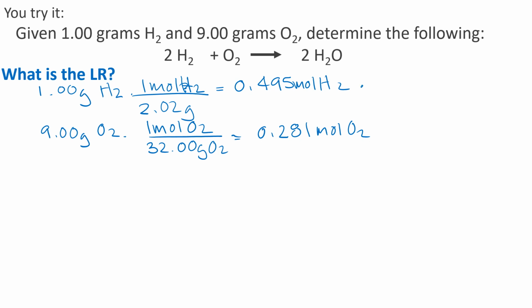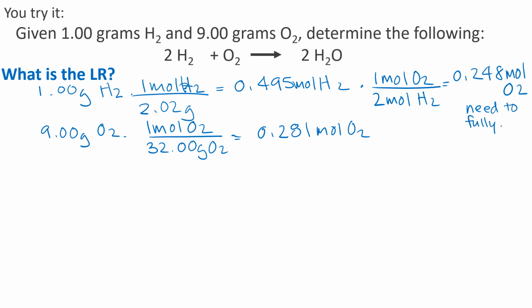So I'm going to take my H2 and convert it to moles of O2. So 1 mole of O2 for every 2 moles of H2 from the balanced equation gives me 0.248 moles of O2. So what I'm saying here is, I need 0.248 moles of O2 to fully react the H2. That's how much I need, but this is how much I have. I have more O2 than I need. So if I have more O2 than I need, that means the O2 is going to be the excess reactant, and our limiting reactant is going to be the H2.